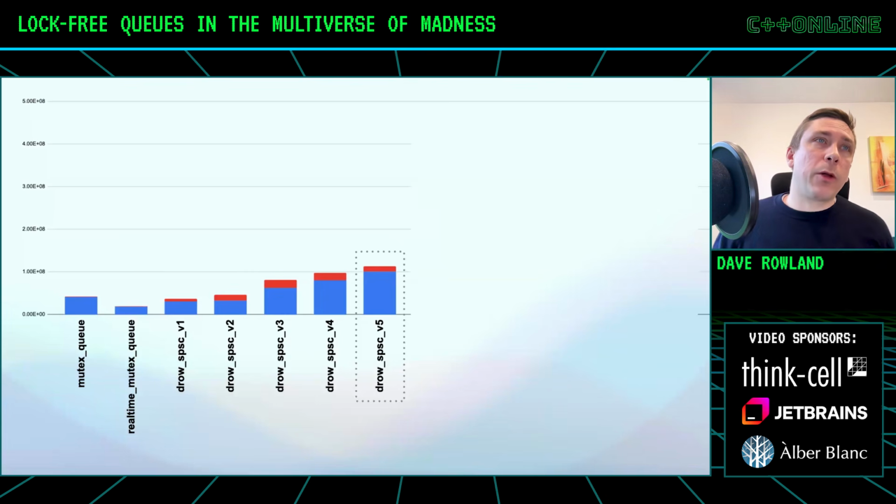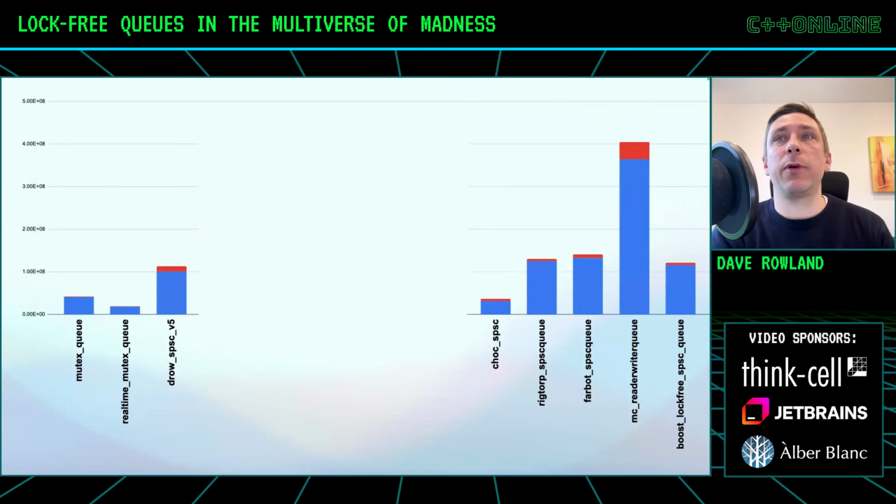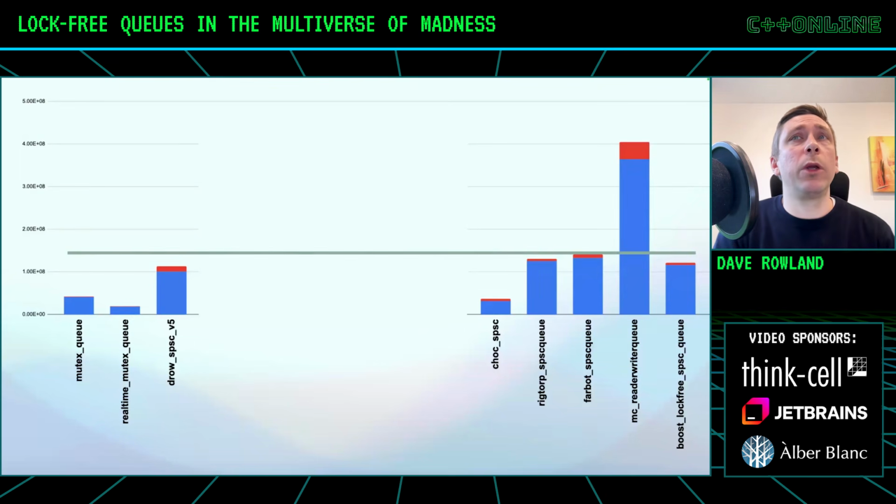So at this point, I thought, well, I've made some good performance gains. We're way better than using mutexes now. What is the state of the art? How do we compare to that? So I pulled in a bunch of other queues, including Rigtorp, Farbot, the Moody Camel, and Chox, and then compared how we are on that. So we're kind of there or thereabouts, but a bit to go for most of them.